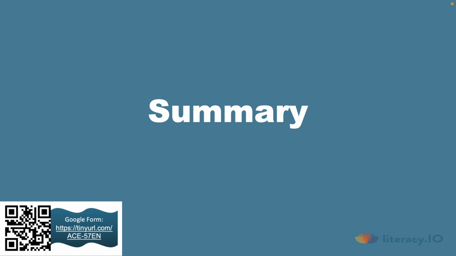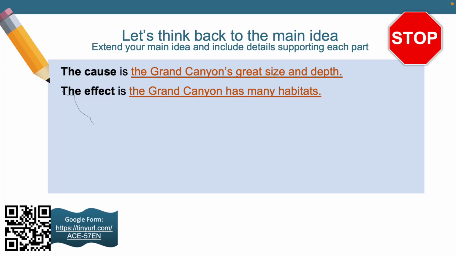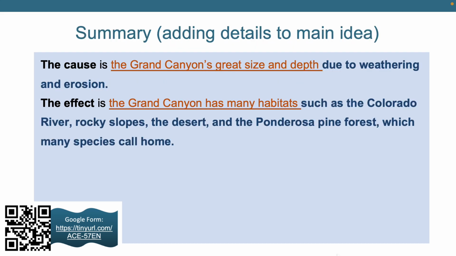Fantastic! Now it's time for us to build our summary. And remember, boys and girls, we're thinking back to our main idea and then extending it by including supporting details to each part. So that means the cause will have a supporting detail and the effect will have a supporting detail. Here is my summary. The cause is the Grand Canyon's great size and depth due to weathering and erosion. The effect is the Grand Canyon has many habitats such as the Colorado River, rocky slopes, the desert, and the Ponderosa Pine Forest, which many species call home.